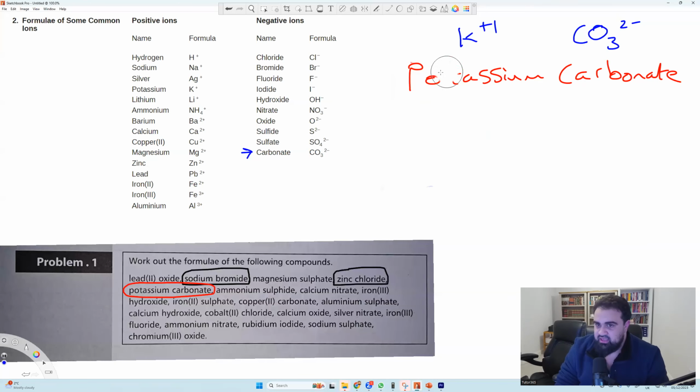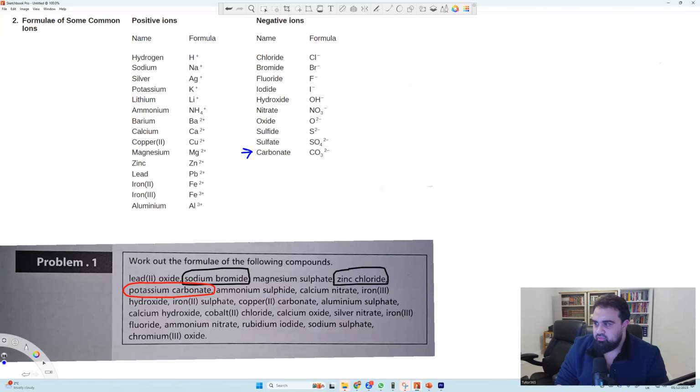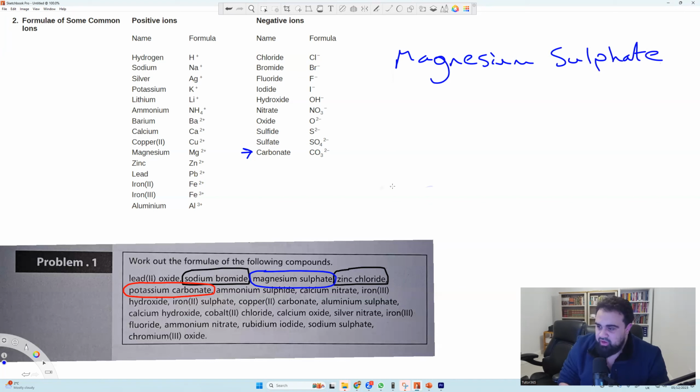Okay, let's pick another example. Let's pick aluminium sulfate. Actually, that one's a bit difficult. Let's take it easy. Let's do magnesium sulfate. How are we going to write this?